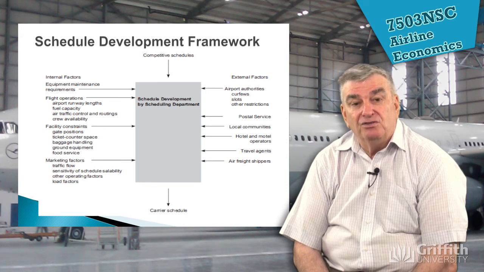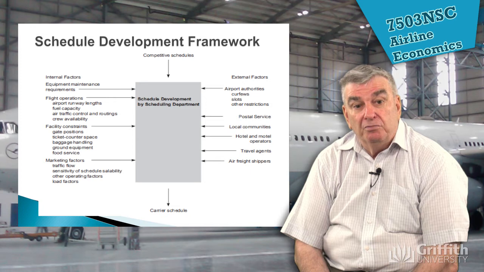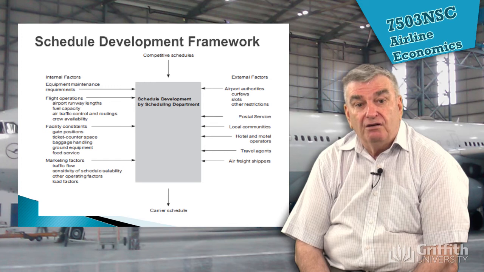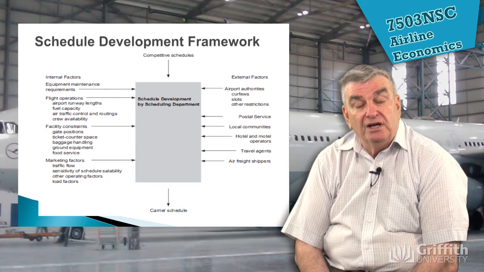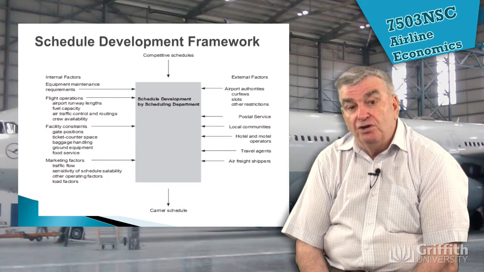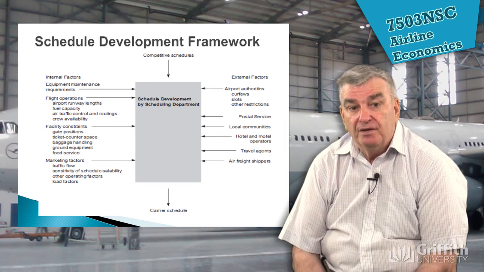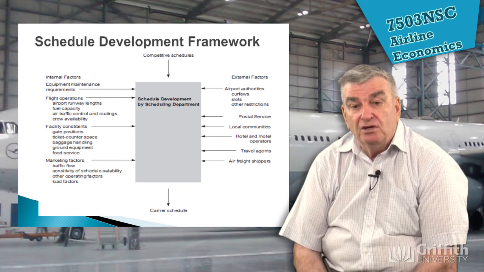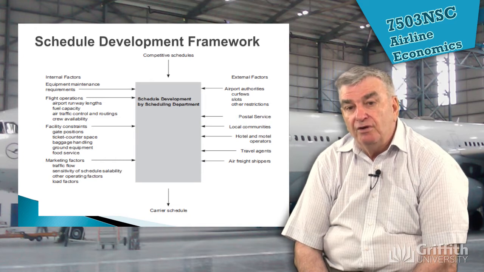What are the internal factors? For example, what are the aircraft we've got? Can they fulfill the route by being able to fly the range that's required? What are the maintenance requirements? How often does the aircraft have to come in for maintenance? What are the flight operations? For example, pavement loadings, the fuel that we need to take on board. Will we need to do certain refuelling stops? What are the facility constraints? Do we have gates available? Do we have the ticket counter space? What's the baggage handling? All of these factors come in for an airline when it has to develop a schedule.